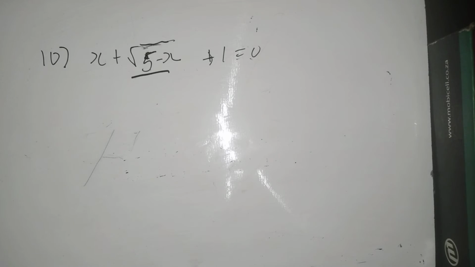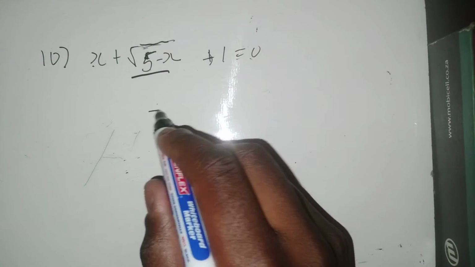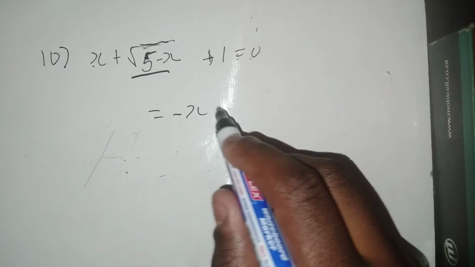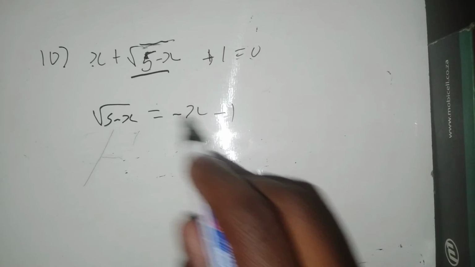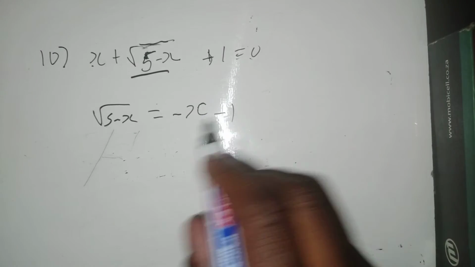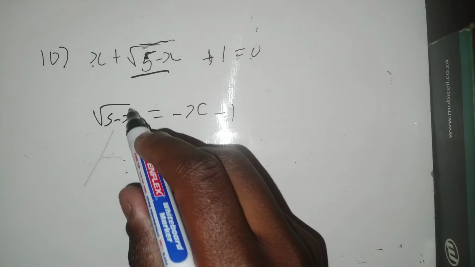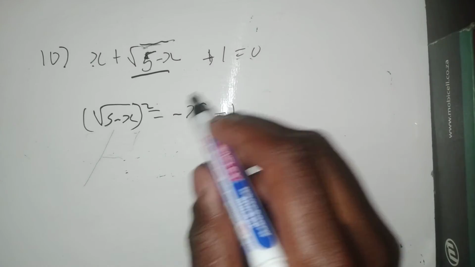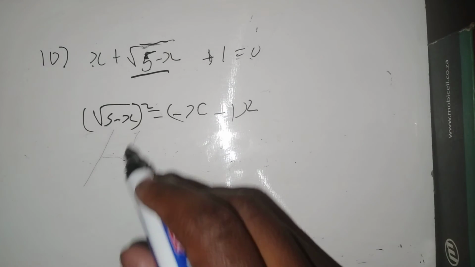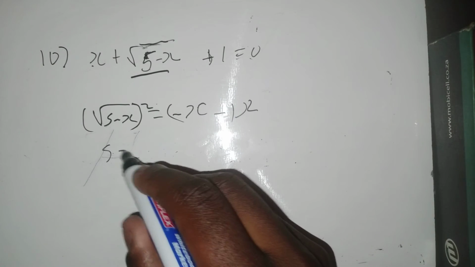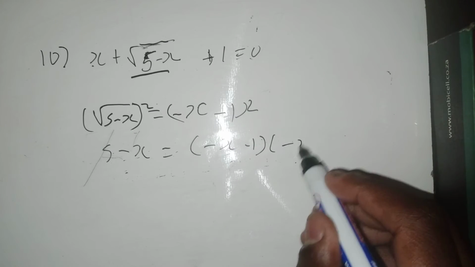Alright, so let's continue. We have to isolate this part, so we take this to the other side so that it becomes a negative x. We take this one to the other side so it becomes a negative 1. And then we have 5 minus x. The order really doesn't matter. Even if you rearranged it and put negative 1 minus x, you still get the right answer. So we'll square both sides. The square cancels the square root, and we have 5 minus x equals minus x minus 1 times minus x minus 1.